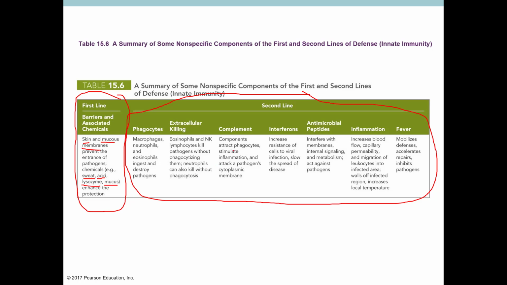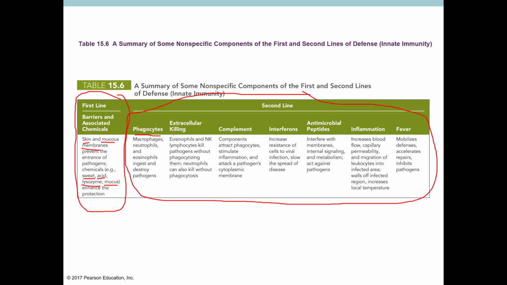In your second line of defense, this has really everything to do with cells that are in the blood. The only exception to that would be dendritic cells, which are in the skin. But this involves phagocytes, so macrophages, neutrophils, eosinophils. All right, and they should say dendritic cells. Those are cells that ingest pathogens and destroy them by phagocytosis.